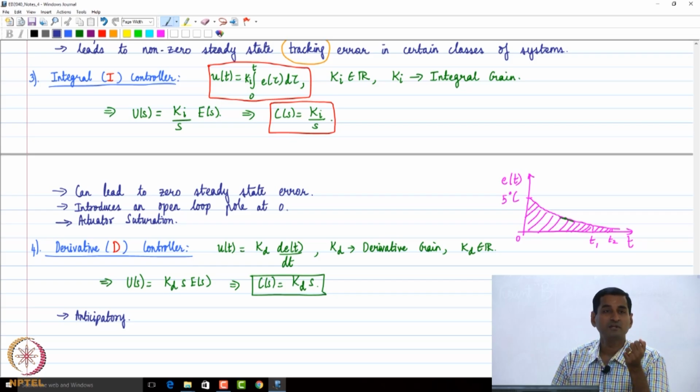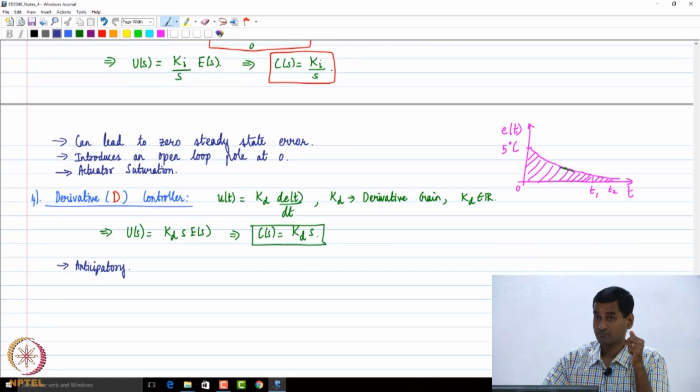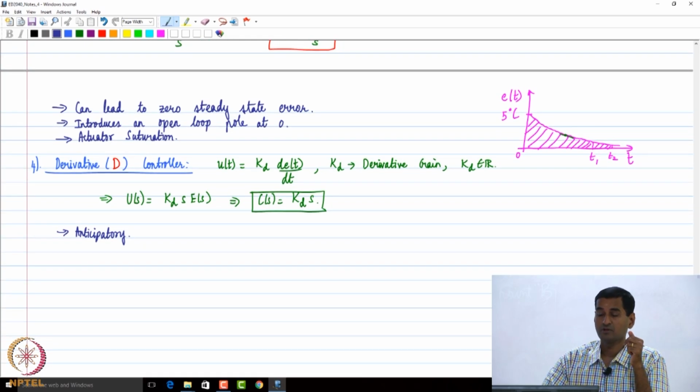But what are potential limitations with derivative control? It can lead to non-zero tracking error. Non-zero steady state error?